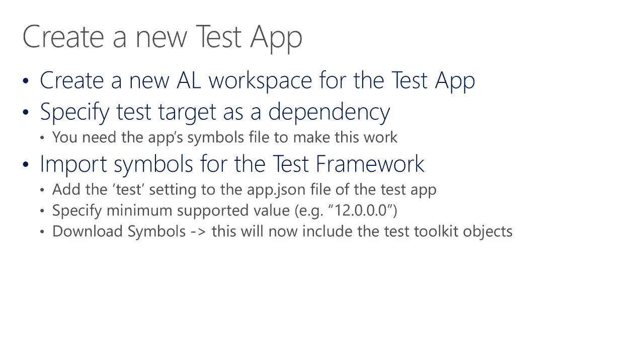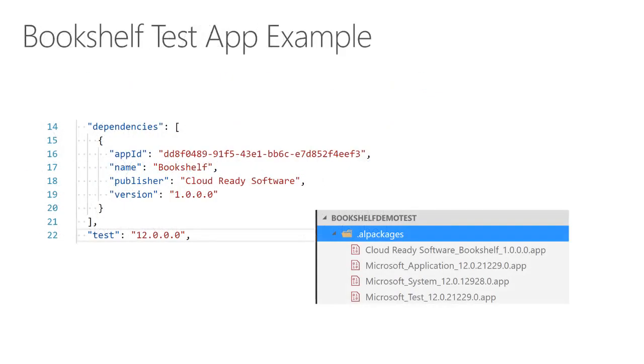And that is another test to make sure that the test toolkit is actually installed in the tenant that you're developing on. And so you specify a minimum supported value, for instance, version 12, and then you hit download symbols, and this now includes the test toolkit object, and it will download the application, the system, the test, and then, of course, the symbol files for the app that you're going to build as a test app.